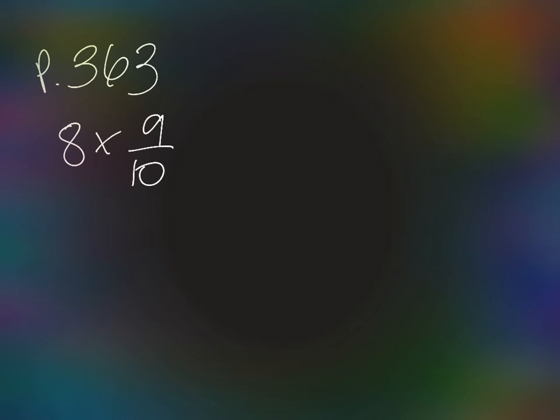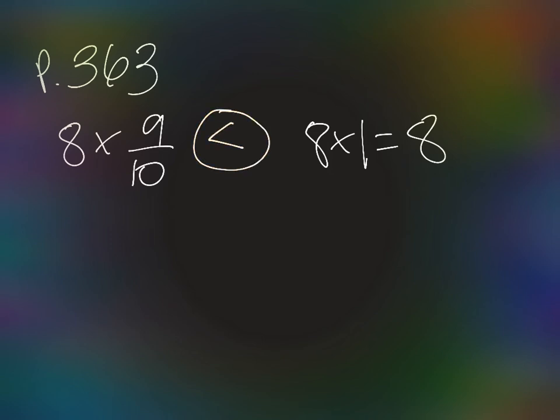So in this case, if I look at 9/10, I know that 9/10 is less than 1 whole. So I know that this one is going to be less than 8. Because I know this, if I write some things down over here, I know that 8 times 1 equals 8. And I know that 9/10 is not equal to 1. I know it's less than 1. So then I know my answer for this one is going to be less than 8. So this would be also one I would select.